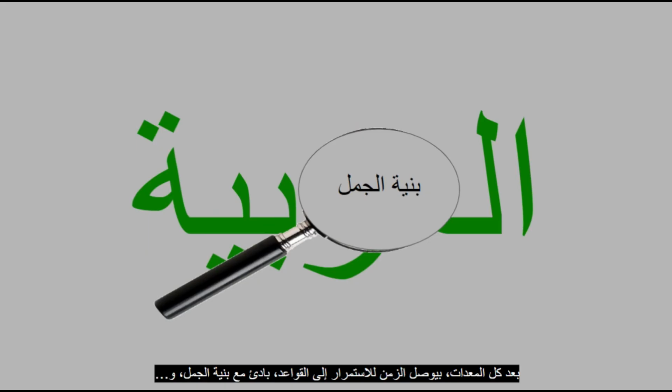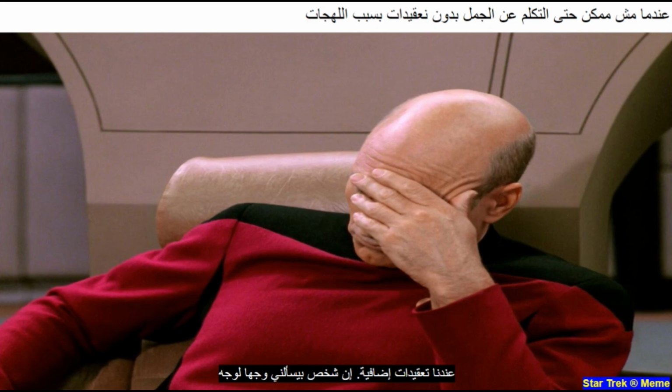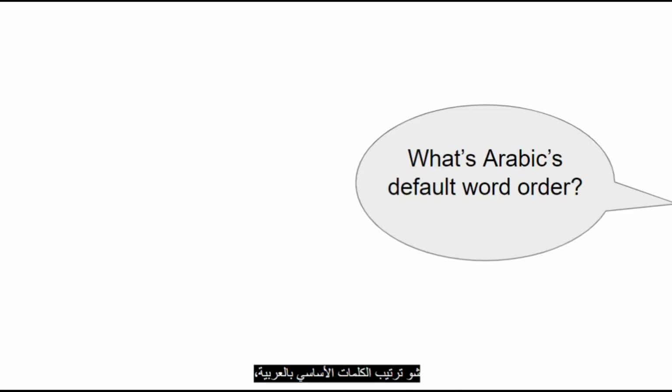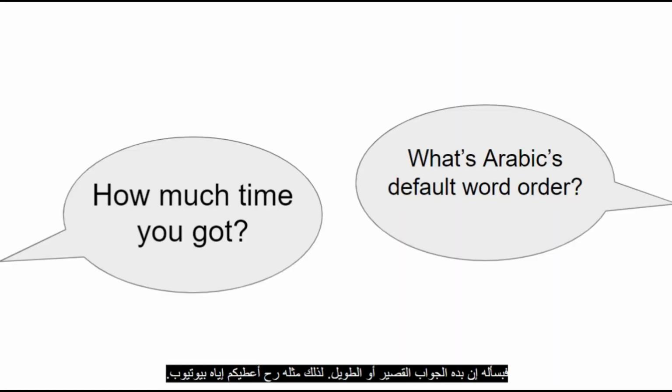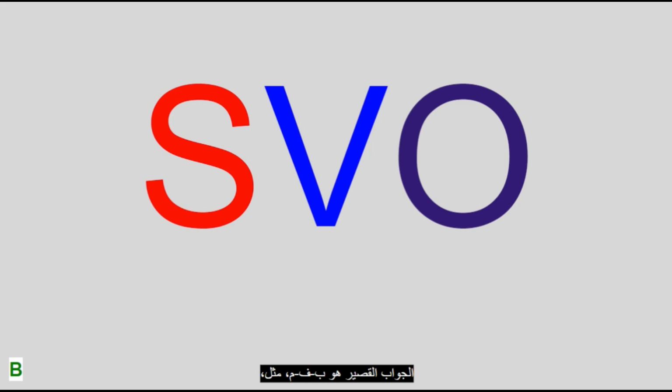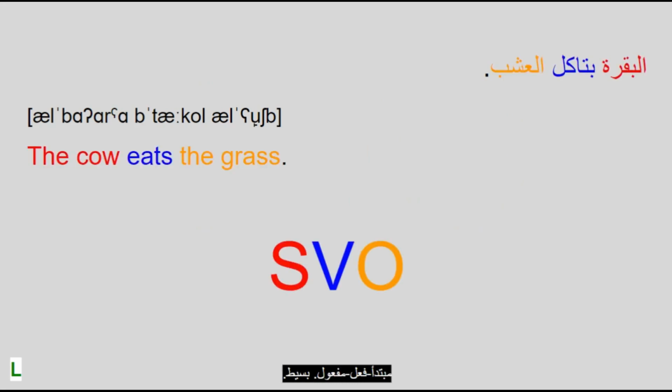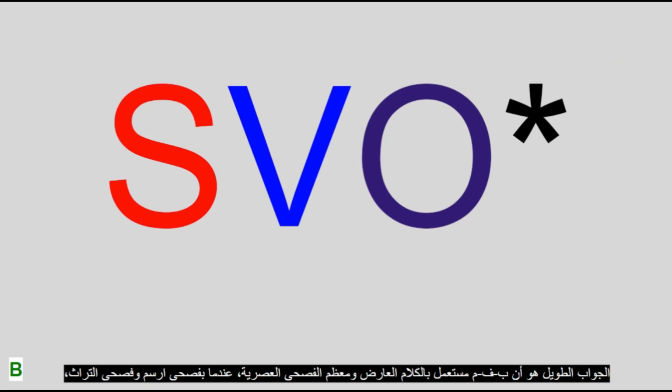After all the hardware, it's time to move on to grammar, starting with the sentence structure, and we have more complications. If someone asks me in person what Arabic's basic word order is, I ask them if they want the short or long answer, so that's how I'll give it to y'all on YouTube. The short answer is SVO, as in البقرة بتاكل العشب, meaning the cow eats the grass. Subject, verb, object. Simple.